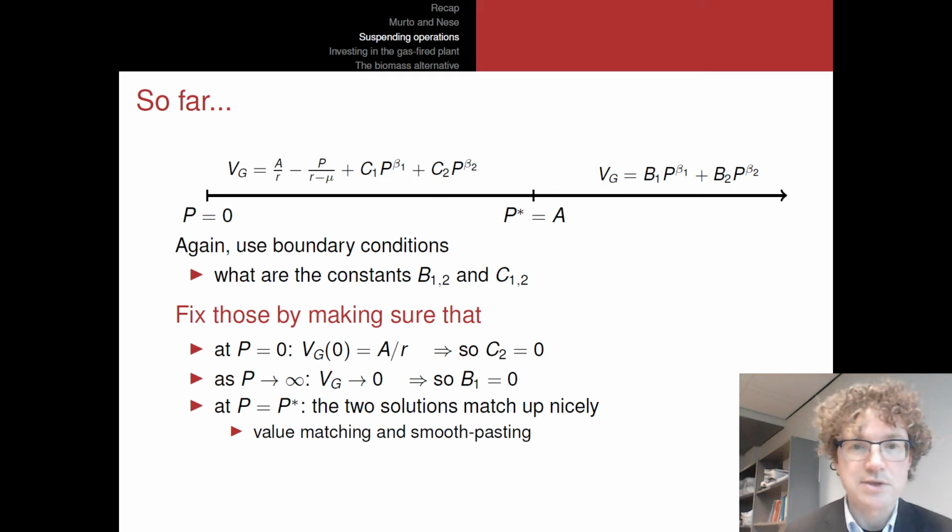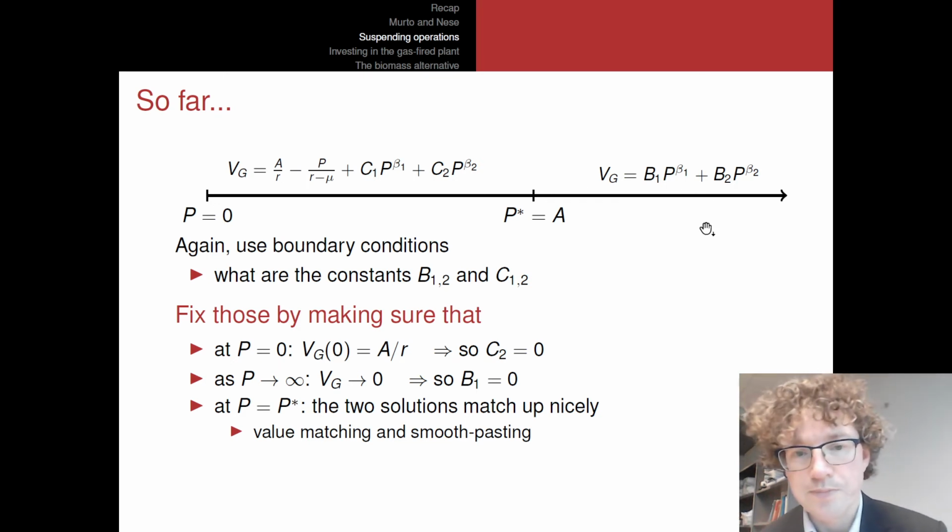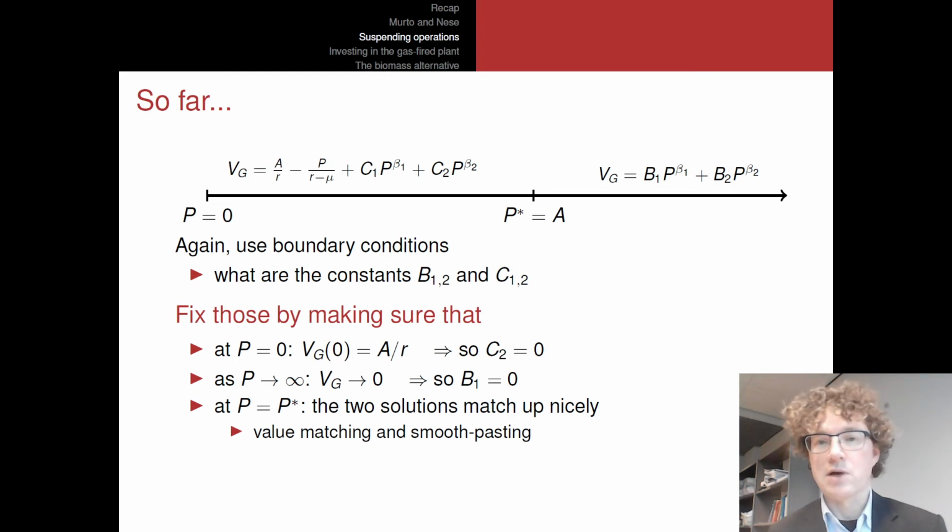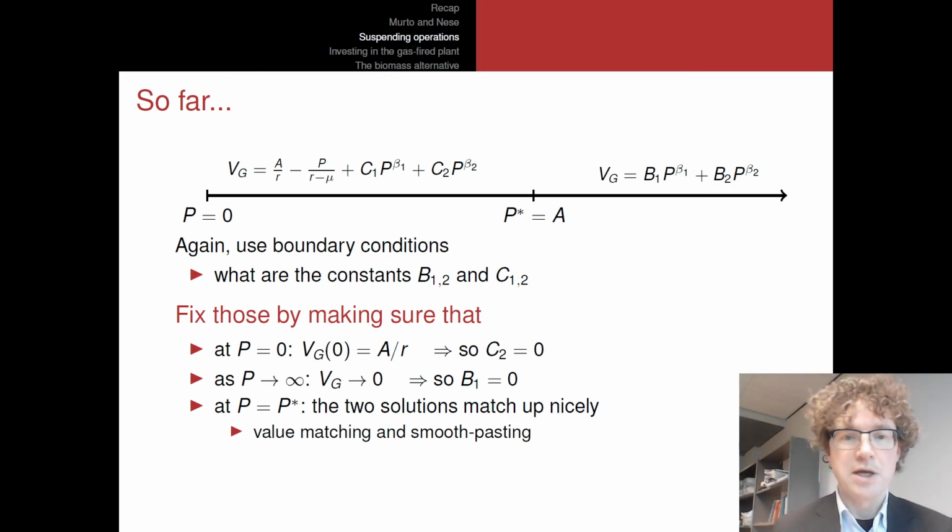So what we still want to figure out are the unknowns here, C1 and C2 and B1 and B2. Those we have to solve, and of course we're going to solve those again by looking at the boundaries. So what are the boundaries?